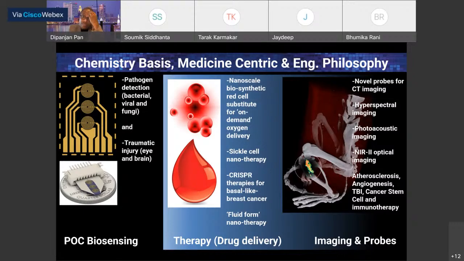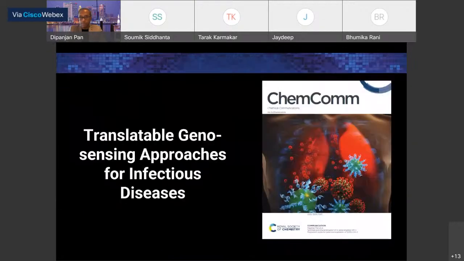imaging modalities. For example, hyperspectral imaging, photoacoustic imaging, photon counting CT imaging, or near infrared optical imaging. And we apply this for wide ranges of biological applications: atherosclerosis, angiogenesis, cancer stem cells, immunotherapy, and these kind of things we cover. So this is in a nutshell what my lab does. Three pillars: biosensing, therapy, and imaging. Again, the basis is really chemistry and material science, and we want to make novel materials, but keeping a very engineering philosophy, and our focus is really to solve biomedical problems.